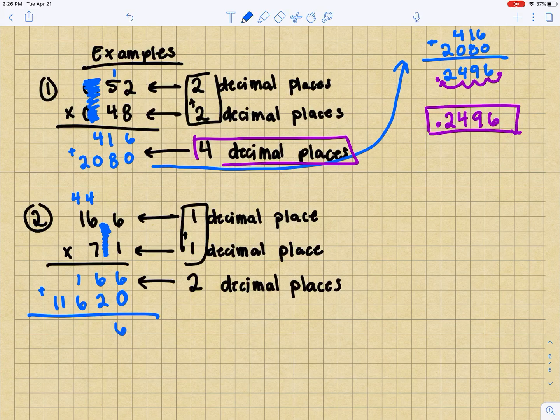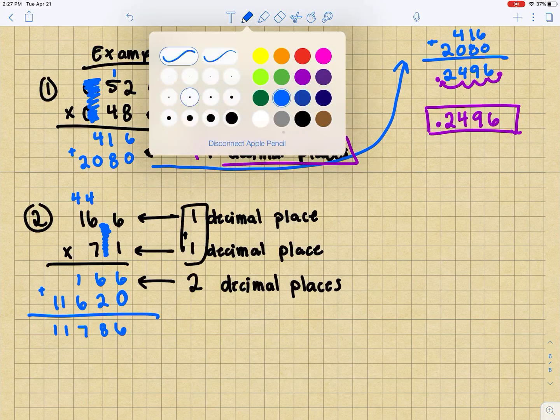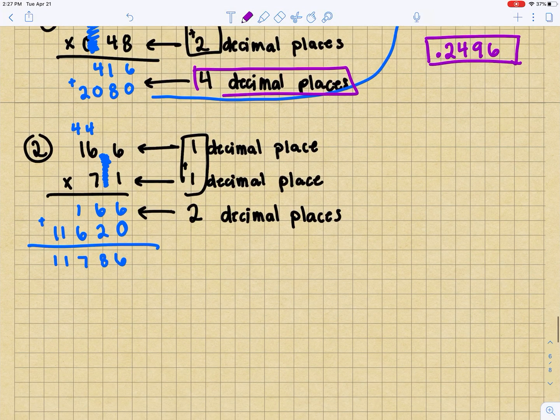So we have 6 plus 0 is 6. 6 plus 2 is 8. 6 plus 1 is 7. 1 plus 0 is 1. 1 plus 0 is 1. And there we go. All right. You almost have your answer. You're not quite there yet.